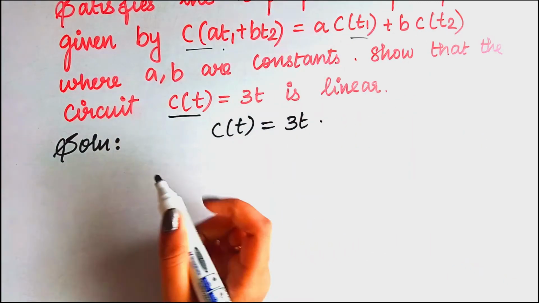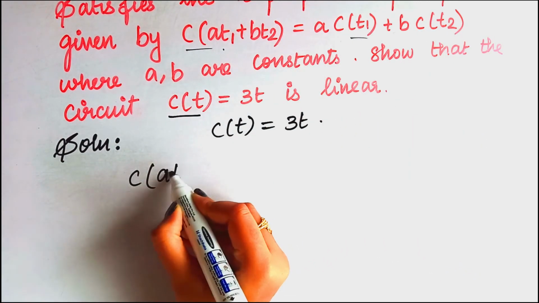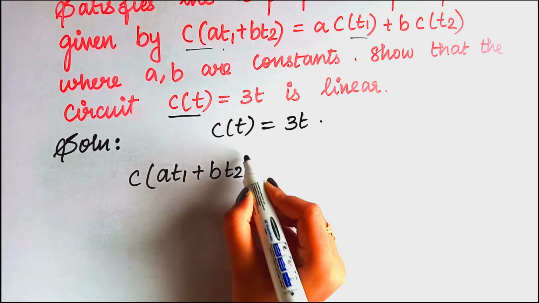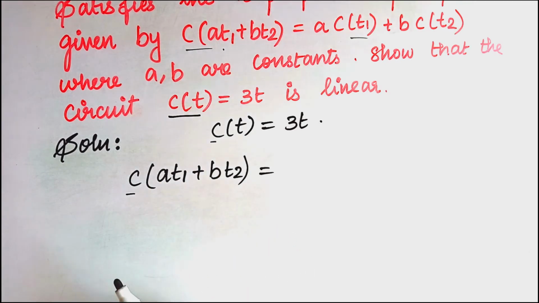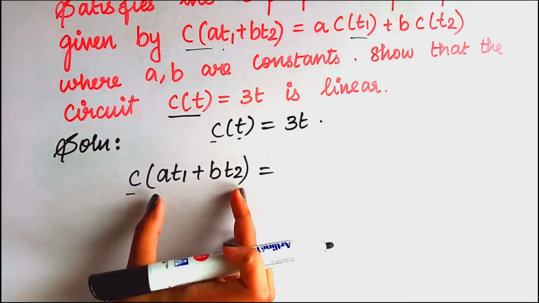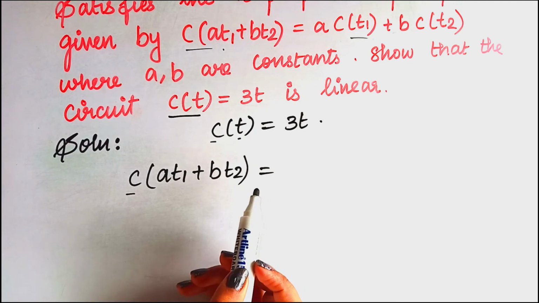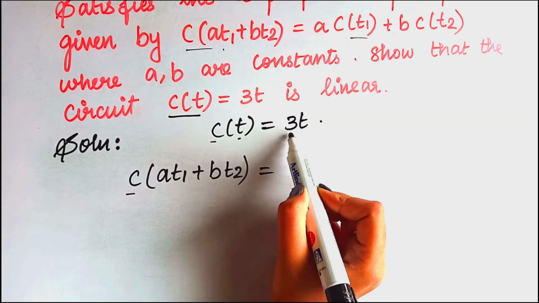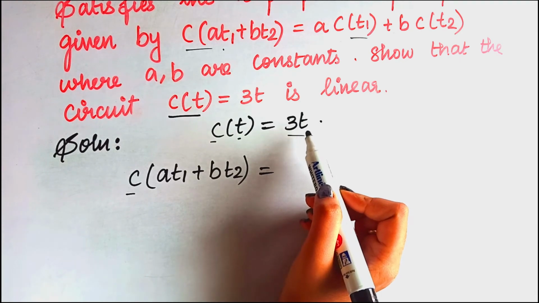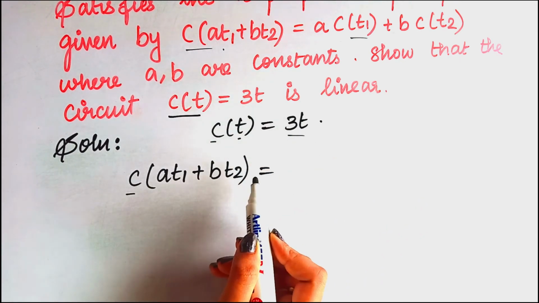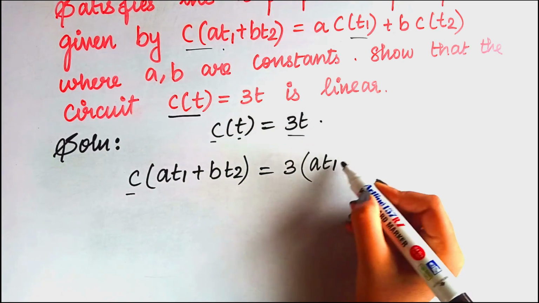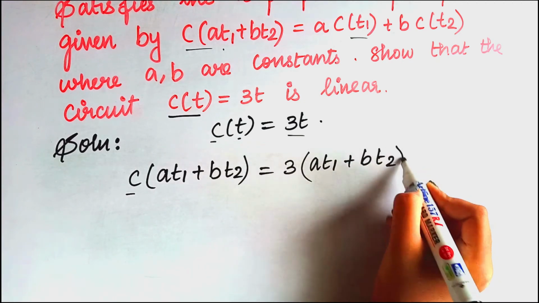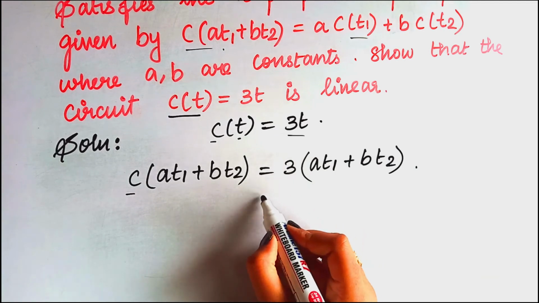Okay, so first let's take the left hand side, which is C of at1 plus bt2 is equal to, here you can see that the function here is c and the function here is also a c, right? But the only difference is that in the place of t we have this big at1 plus bt2, right? So what you have to do in this equation, in the place of t you are going to substitute at1 plus bt2. Okay, here there is a 3, so 3, and in the place of t you will substitute at1 plus bt2. Okay, so now let's multiply this inside.